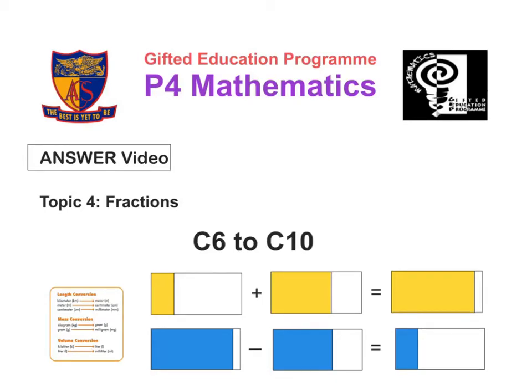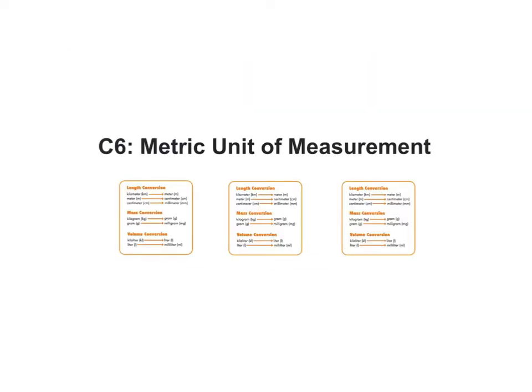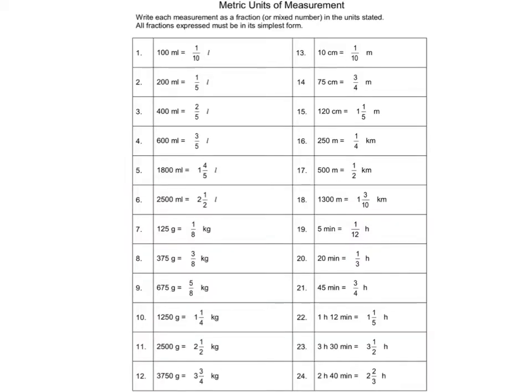Okay, this is the answer video for fraction C6 to C10. The most important thing for this question is to remember the conversion. For the first example, we have 100 milliliters equals to whatever liters. Just remember, 1000 milliliters is equal to 1 liter.